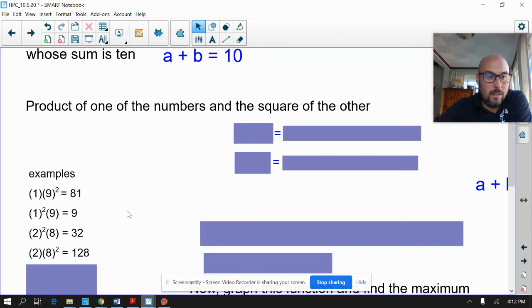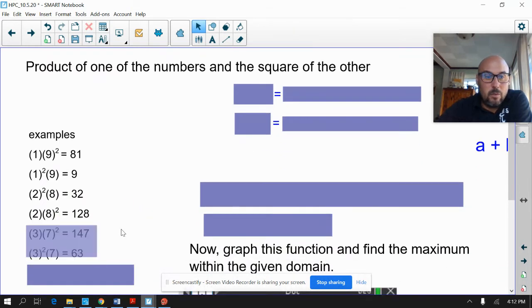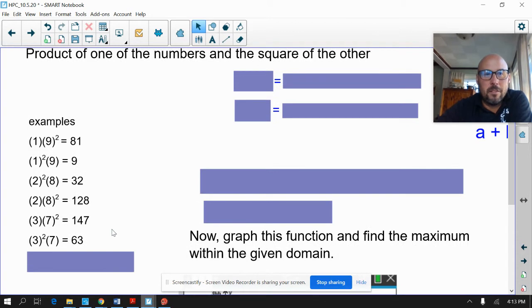128 is the biggest. And then there's also 3 and 7. 3 times 7 squared and 3 squared times 7. Well, I get 147 and 63. So now 147 is in the lead. And this is not really an efficient strategy. It's good to always be able to generate some possibilities, but it's not really an efficient strategy, because think about how many numbers add up to 10 that are positive.